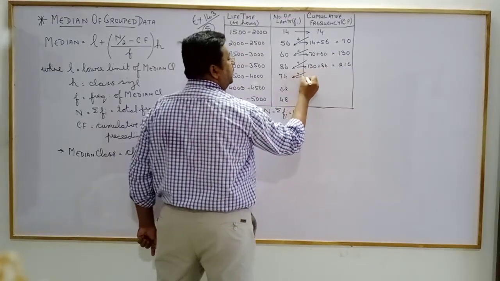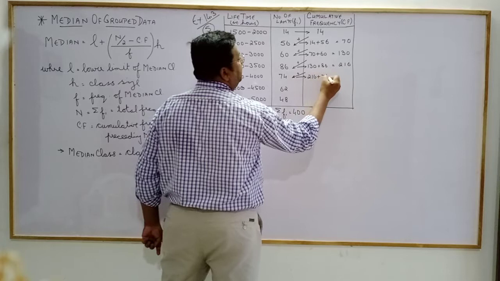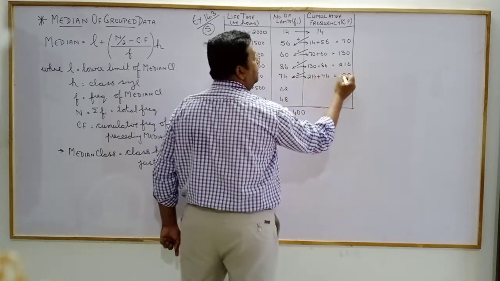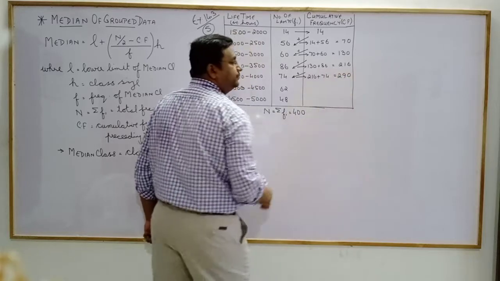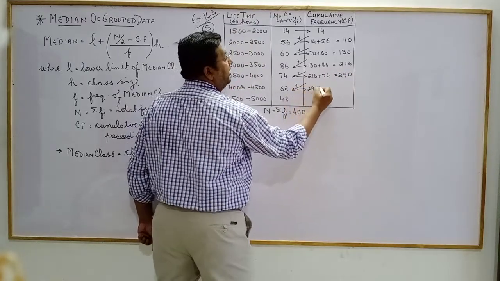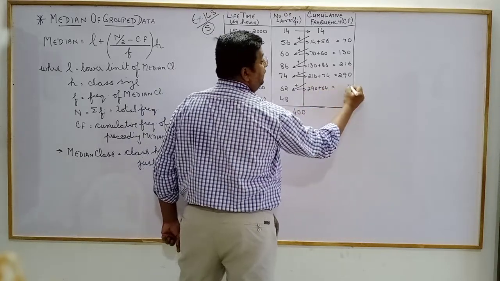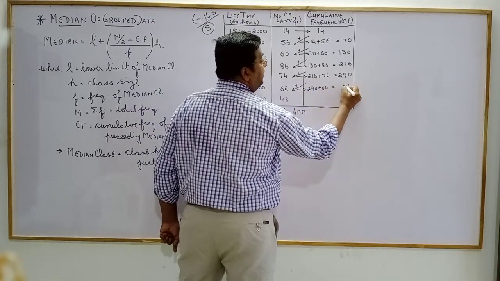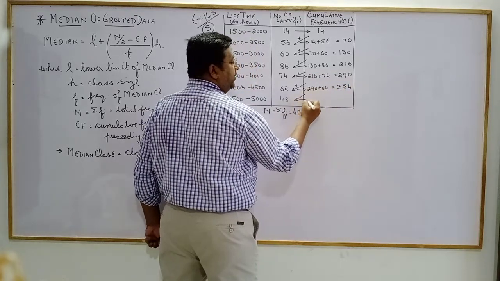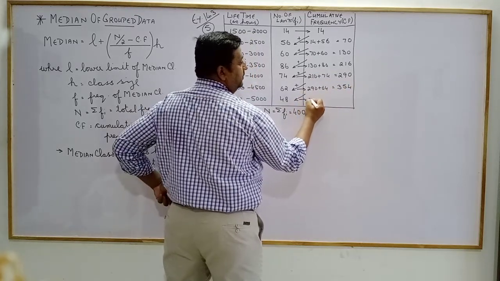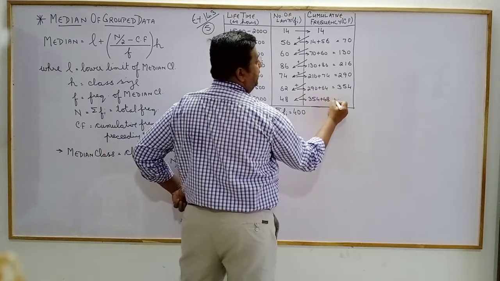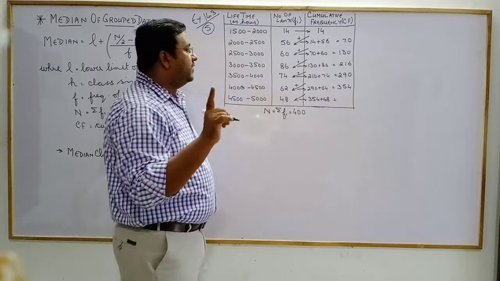216 plus 74: 6 and 4, 10, carry 1; 7 and 1, 8 and 1, 9; 2 ones 2. 290 plus 64: 4; 6 and 9, 15, 5, carry 1; 3 and 3 is 5. 354 plus 48, that means something has gone wrong. We have made some mistake.